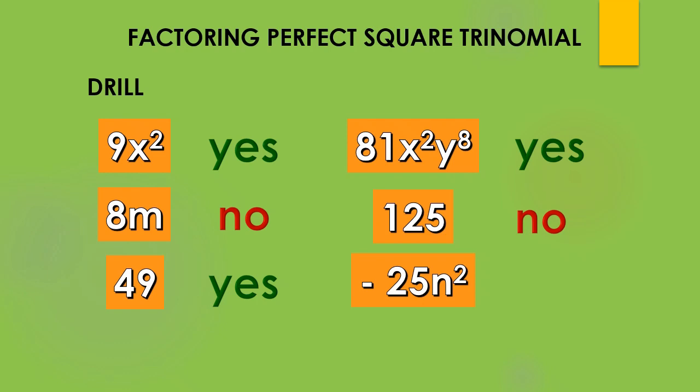Negative 25 n squared. Is this a perfect square term? The answer is no, it is not a perfect square term because, as you can see, there is a negative sign here. So always remember, a perfect square term has no negative sign. So it is always positive. Laging positive po ang perfect square term.